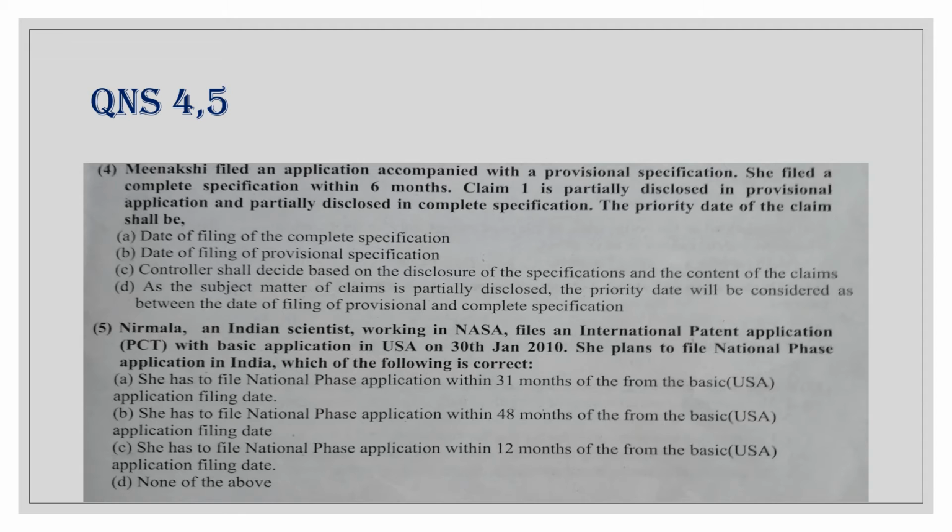So friends, try to analyze the question. Meenakshi had filed an application accompanied with a provisional specification. She filed a complete specification within 6 months. And we know that the time period is 12 months; within 12 months, one can file a complete specification. Okay. Now, claim 1 is partially disclosed.